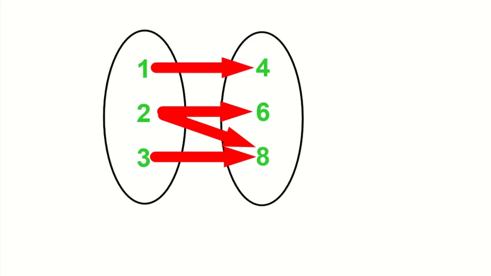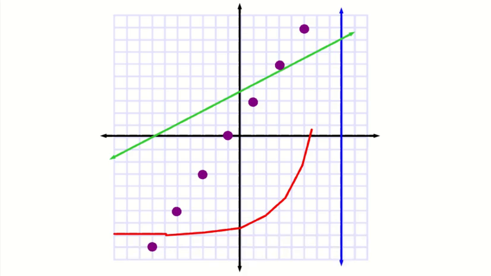How about this one then? Yeah, we got 2 lines coming from the number 2 here. Since we have 2 lines coming from number 2, that makes that one not a function. Okay? Any questions so far? So about half your test is just stuff like that. Is it a function? Is it not a function? All right.